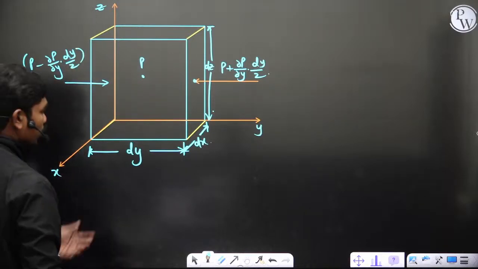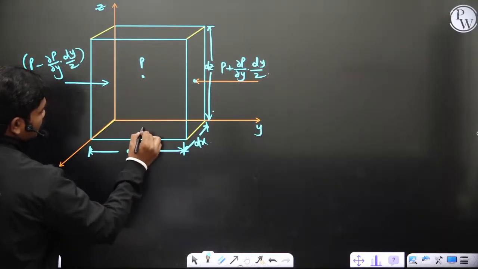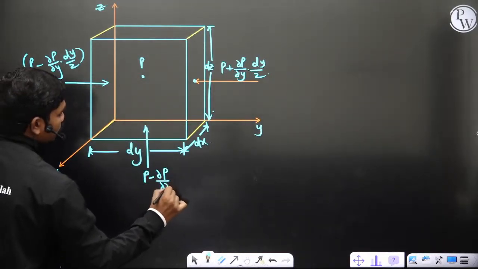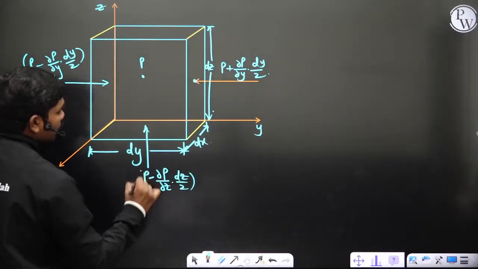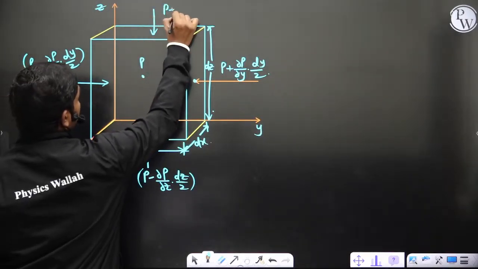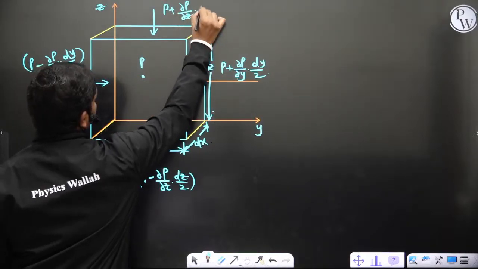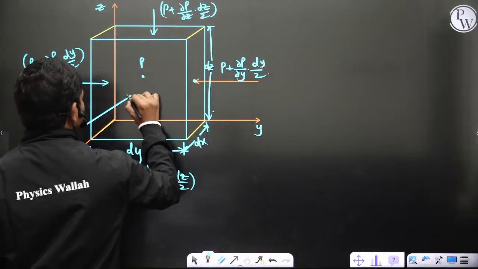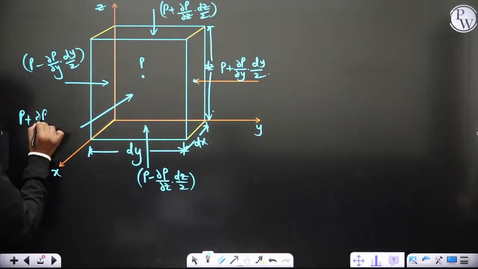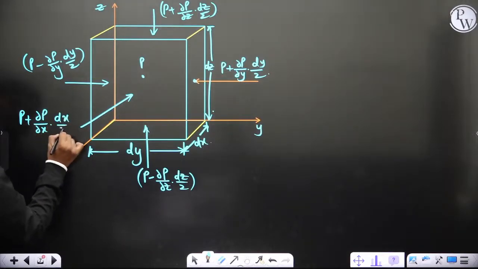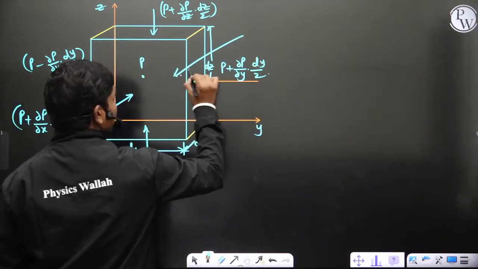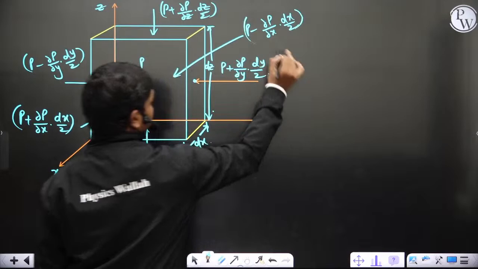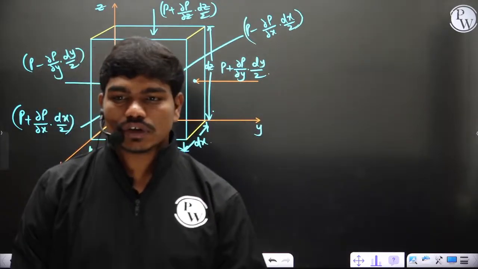Okay, similarly the bottom face is at this z coordinate. So you have p minus dou p by dou z into dz by 2, and the pressure acting on the top face will be p plus dou p by dou z into dz by 2, obviously. Similarly, on the front face you have the pressure p plus dou p by dou x into dx by 2, and on the back face the pressure acting will be p minus dou p by dou x into dx by 2. Actually, writing all these pressure components, is this clear to all of you?